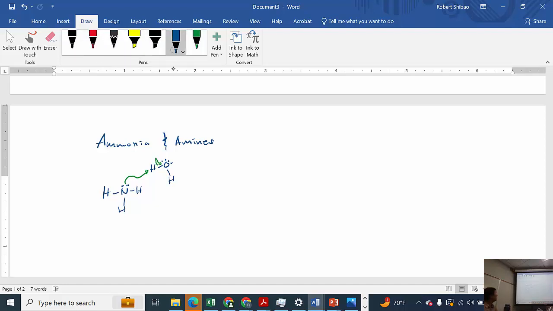So when that happens, we form nitrogen with 4 hydrogens attached to it, like this. What's the formal charge on this nitrogen? +1. Actually, the formal charge is +1. And we call this ammonium.